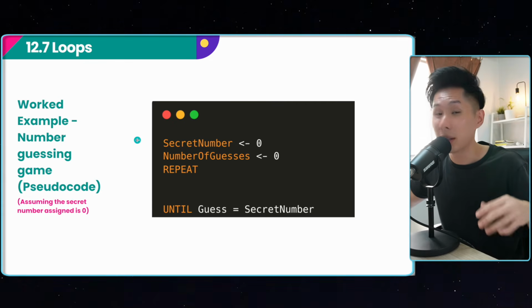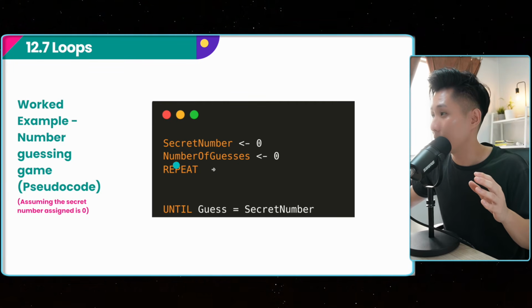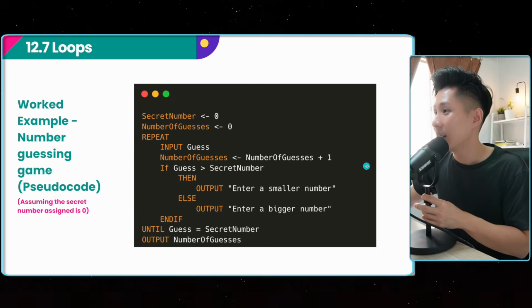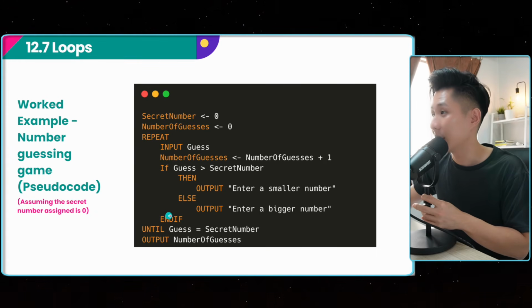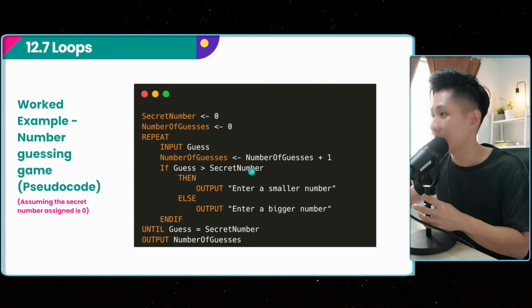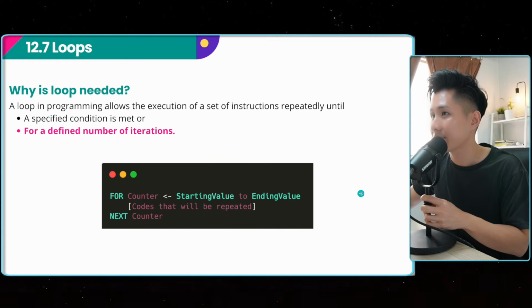In pseudocode, I'm going to break it down very, very slowly. You set the secret number to any value you like, set the number of guesses to 0, and use a repeat until loop. So I'm going to repeat everything here until guess equals secret number. Now this is the statement I'm going to put inside my repeat statement: input guess, and increment the number of guesses by 1. You can see it's very similar to the flowchart. If guess is greater than secret number, I'll output the enter a smaller number prompt, else enter a bigger number. So it's quite simple if you know how to solve it.